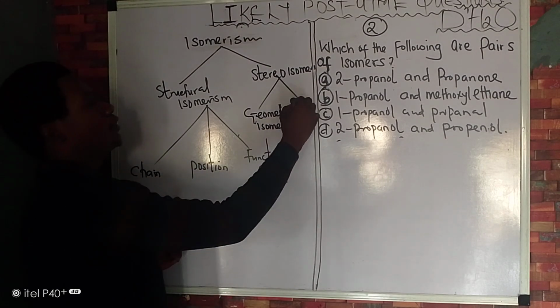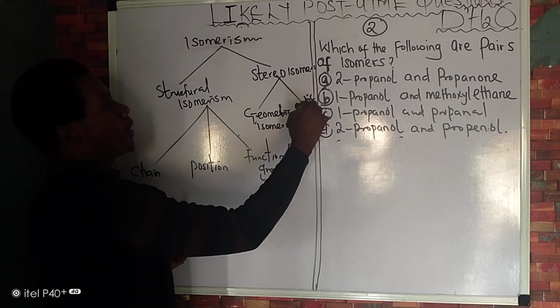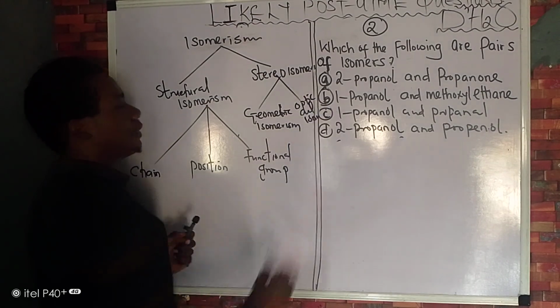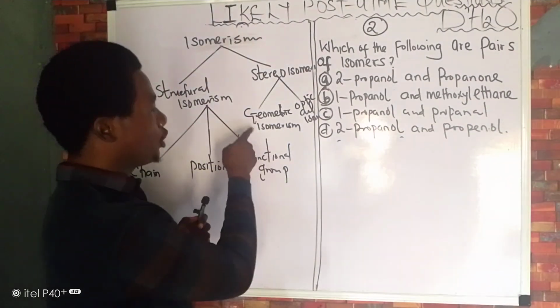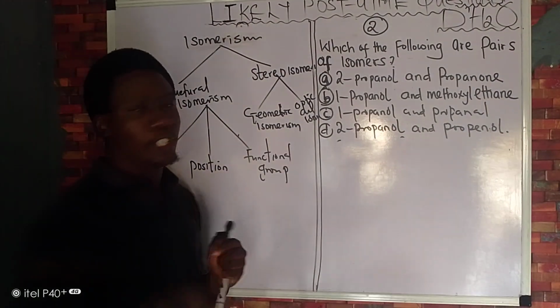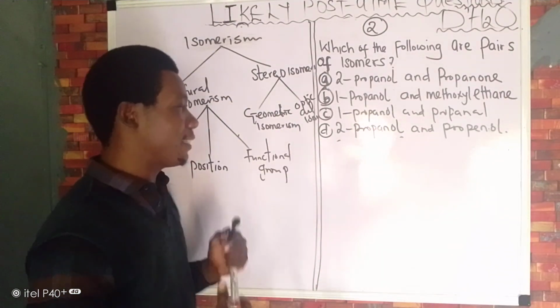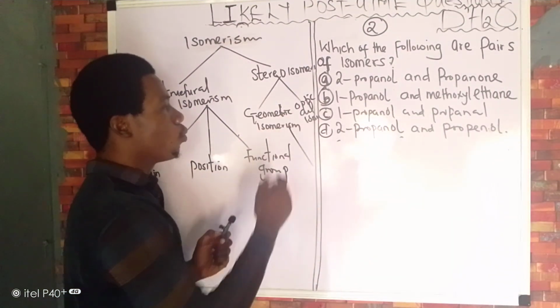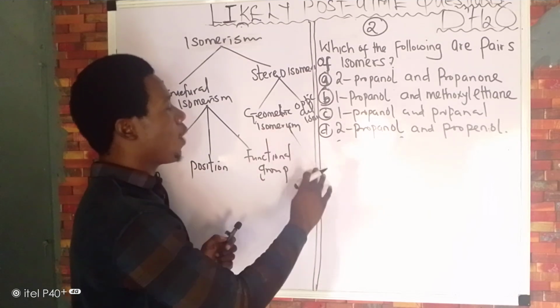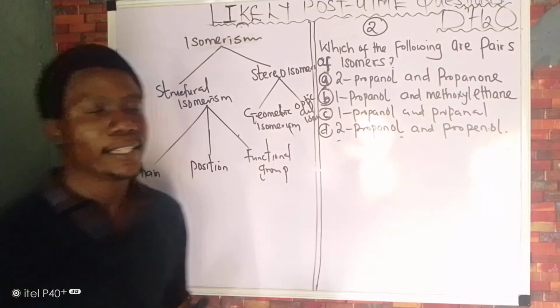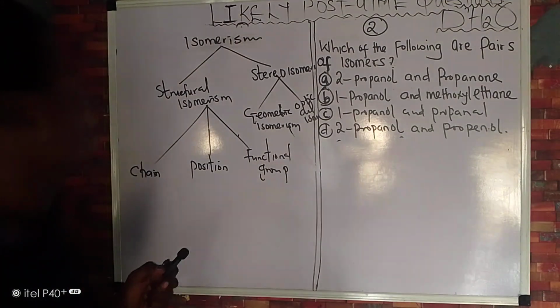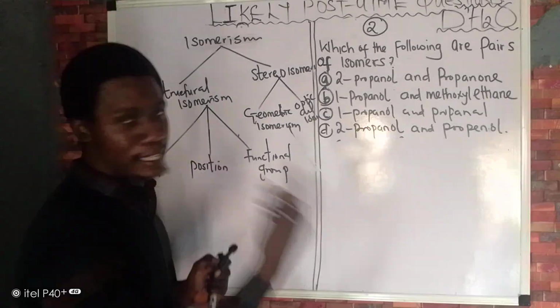Then we have the optical isomerism. Please understand that. We have geometric isomerism, then we have the optical. The geometric isomerism is divided into two: trans and cis. While optical is divided into two as well, called enantiomers and diastereomers.